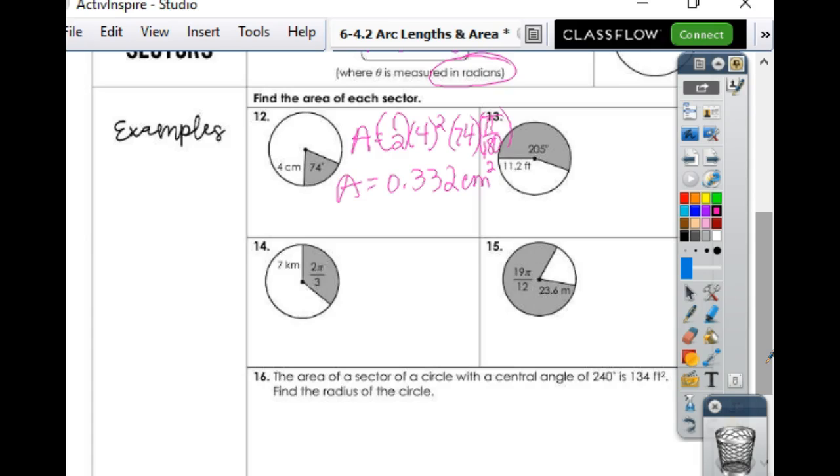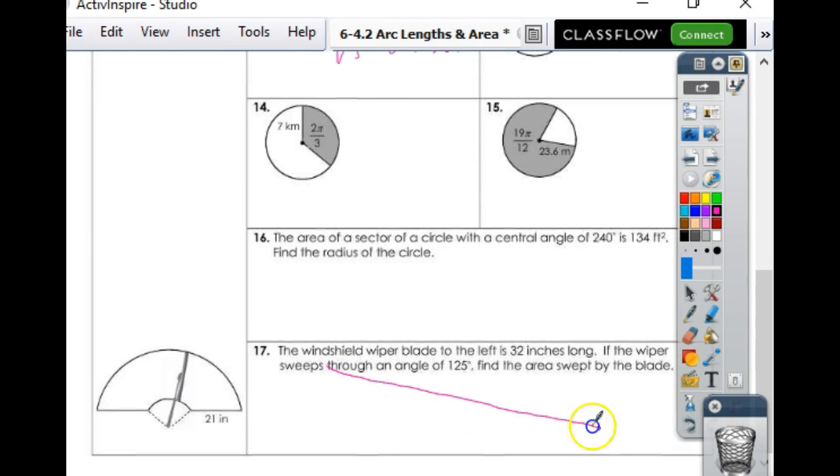So do I need to work number 14? It's the same, but all we do is just multiply these two together, right? We're okay with that? Okay, so let's look at 16. That's the last word problem because we're not doing 17.